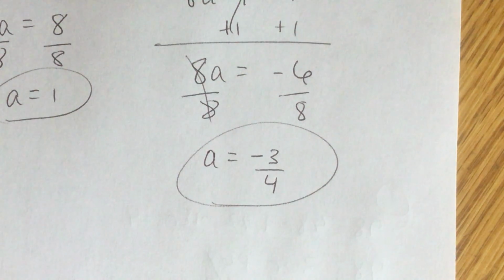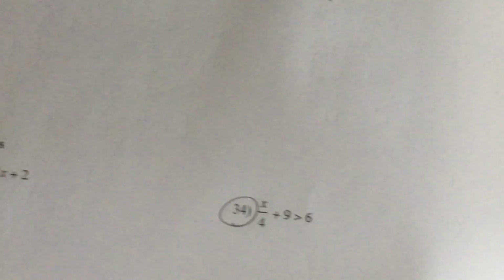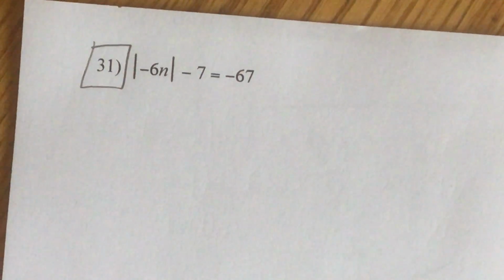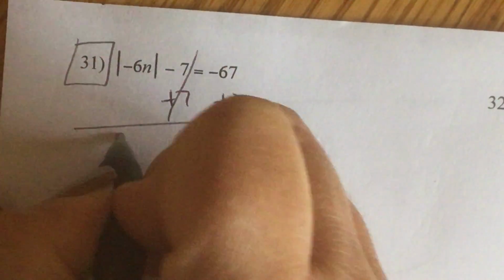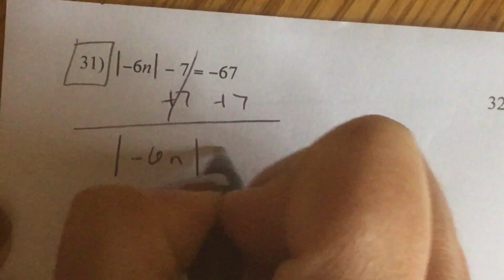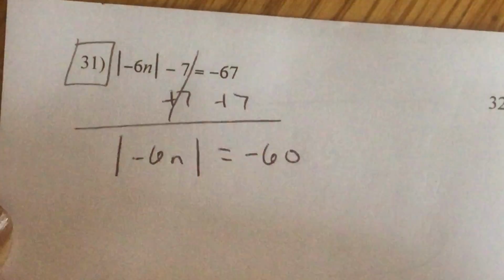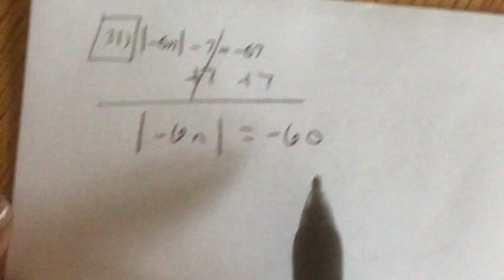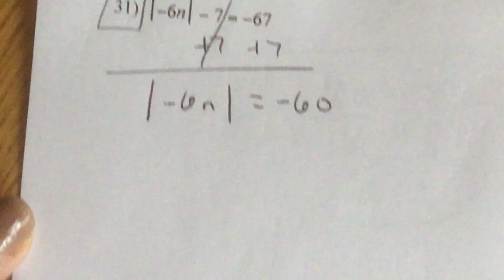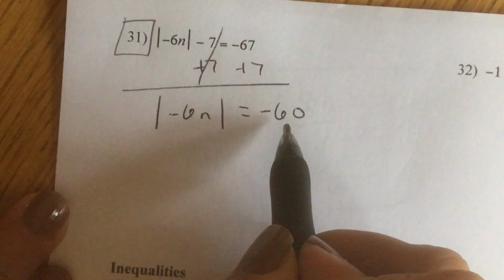Let's talk about a couple different situations with absolute value, okay? So let's say you have a problem like this. So you start out by adding 7 to both sides. So you have the absolute value of negative 6n, and then negative 67 plus 7 is a negative 60. So in this case, you do have no solution. You have an absolute value that is equal to a negative number.